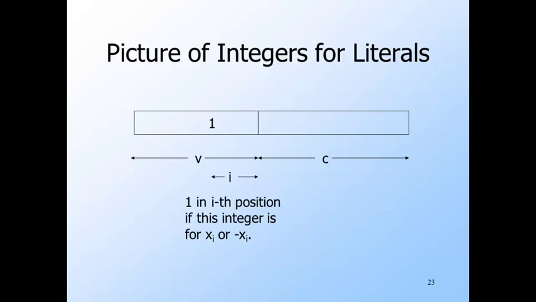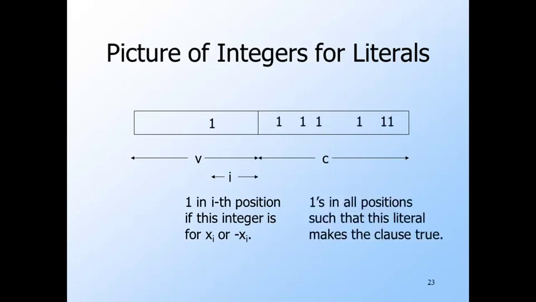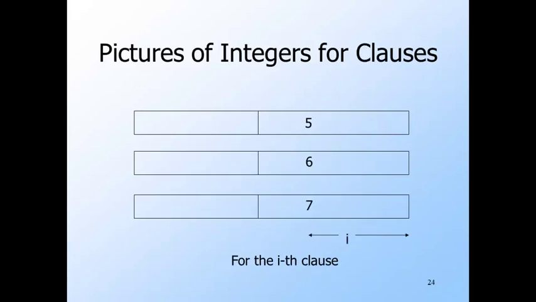The integer has a 1 in the ith position from the left end of the first V positions if it corresponds to a literal based on propositional variable xi, that is, it's either xi or not xi. The C low order positions correspond to the clauses. The integer for a literal will have a 1 in the position for each clause that it makes true, and all other positions in this integer hold zeros. There will also be 3 integers for each clause. The integers for the ith clause have, respectively, the base 32 digits 5, 6, and 7 in the ith position from the left end. All other positions are 0.